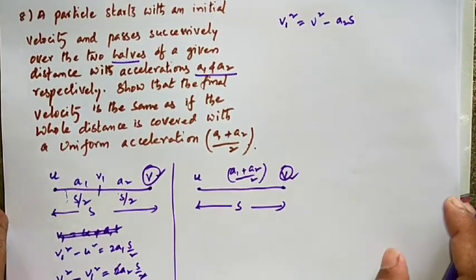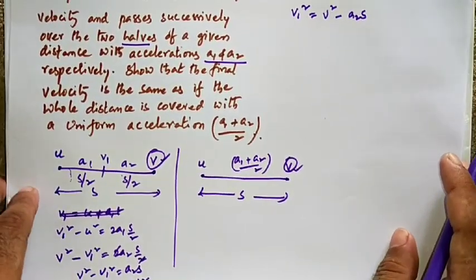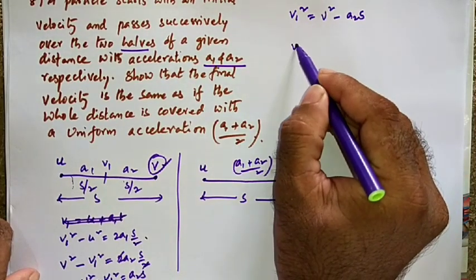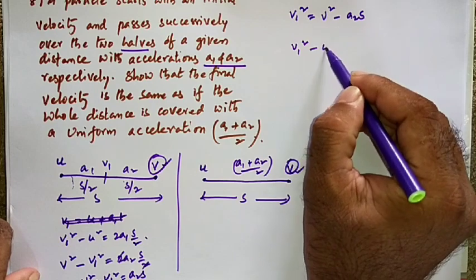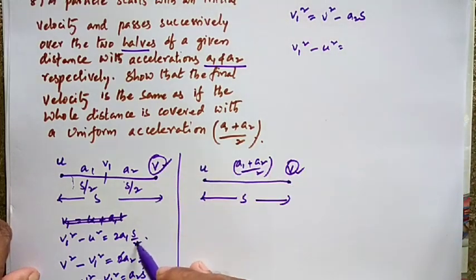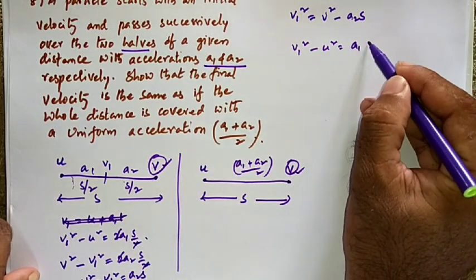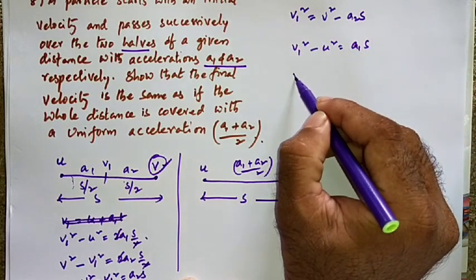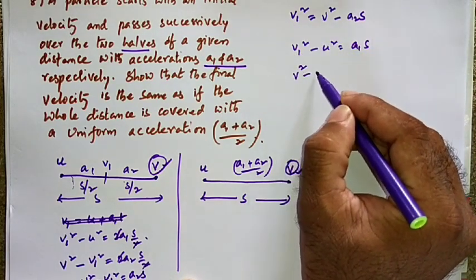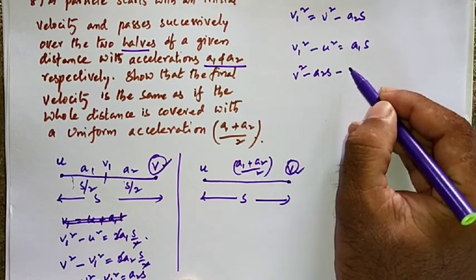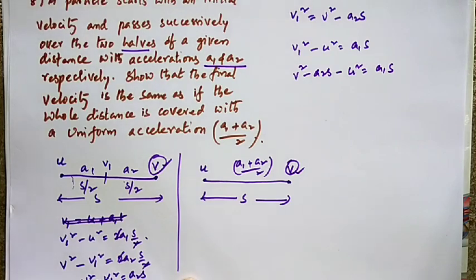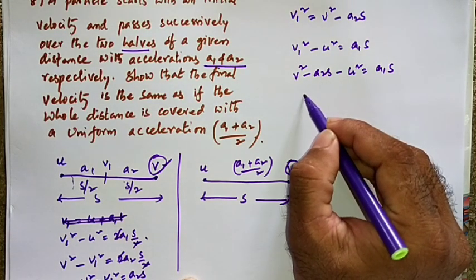That is only na. Alright. Now substitute this value in this equation. What is that? v1 square minus u square is equal to, this also 2 gets cancelled, then a1 into s. v1 square right here, that is v square minus a2s minus u square is equal to a1s. Clear?